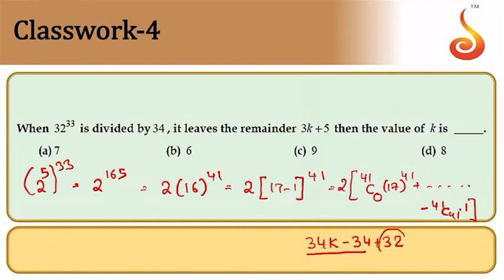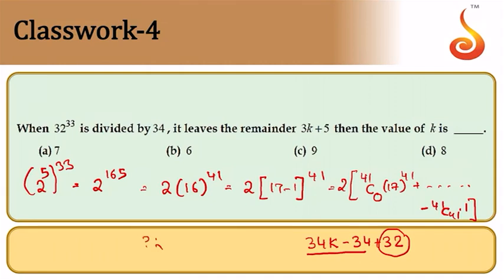So this will be 34k minus 1, while right is minus 34 plus 32. Why? Because 2 into minus 1 is minus 2, and minus 34 plus 32 gives minus 2. So this is divisible by 34, and 32 is the remainder. Every term contains 34 except the last one, which is minus 2. So 34k minus 34 plus 32 will give you minus 2. So minus 2 is given, and 32 is the remainder.